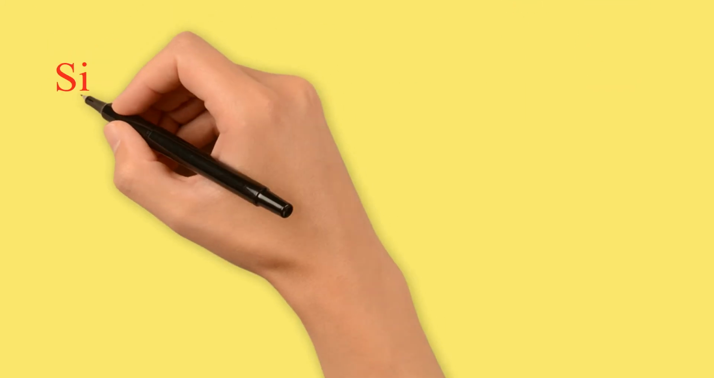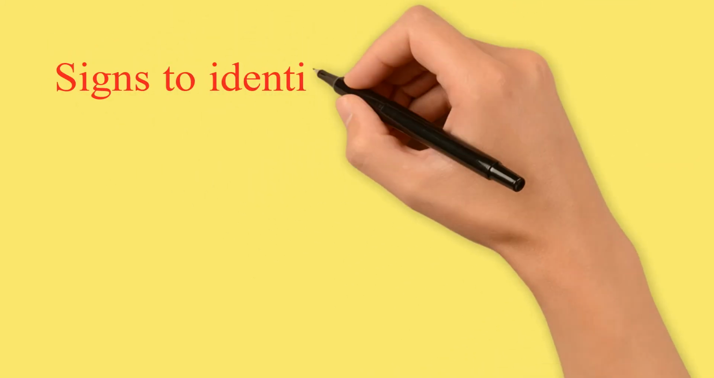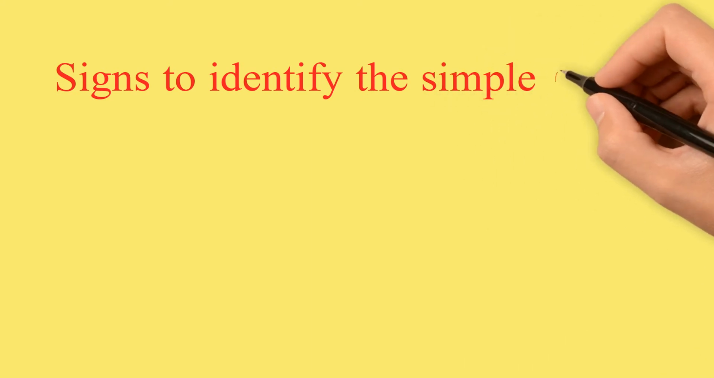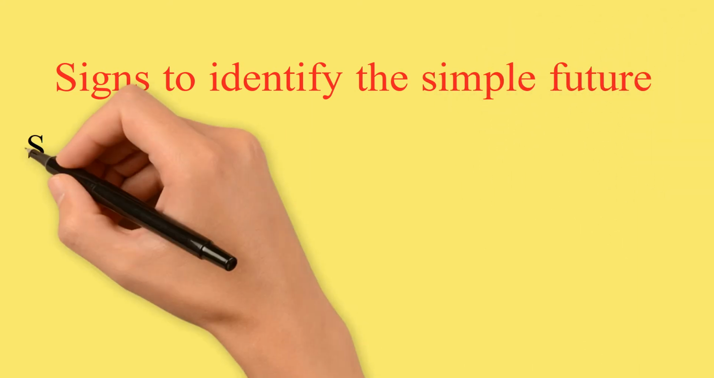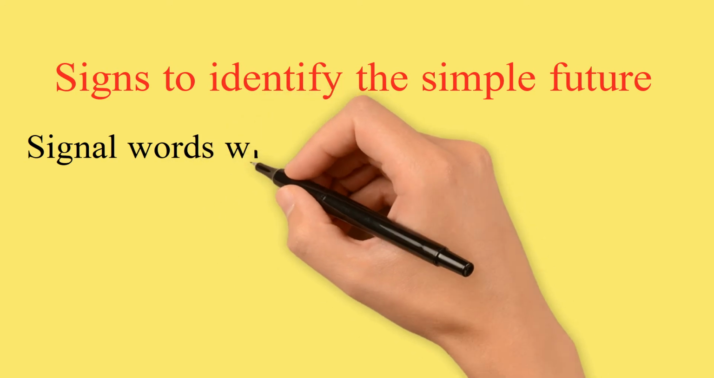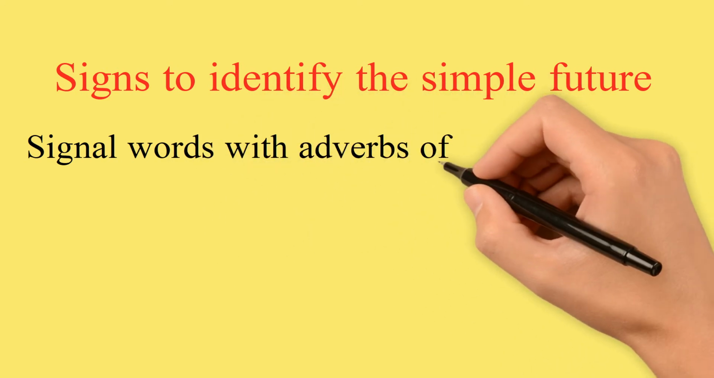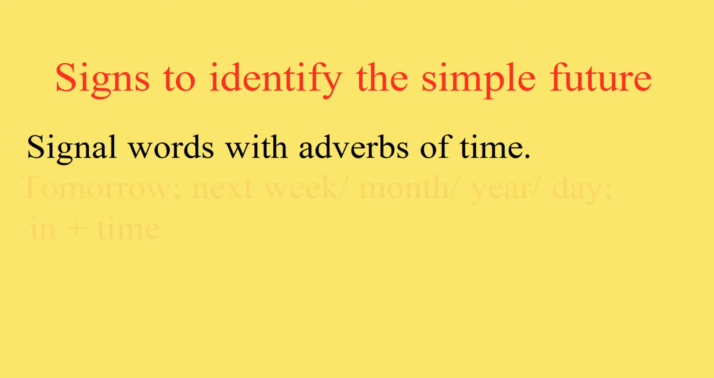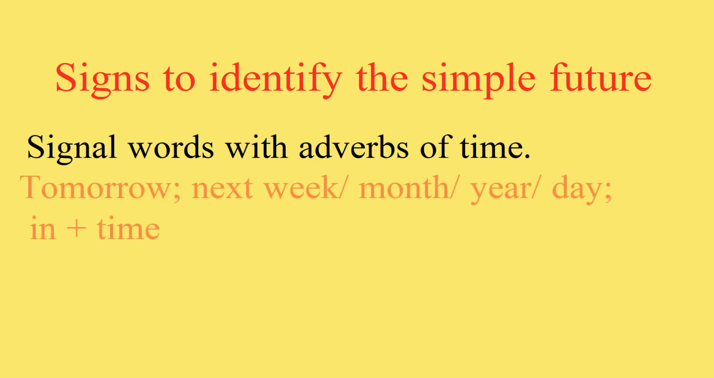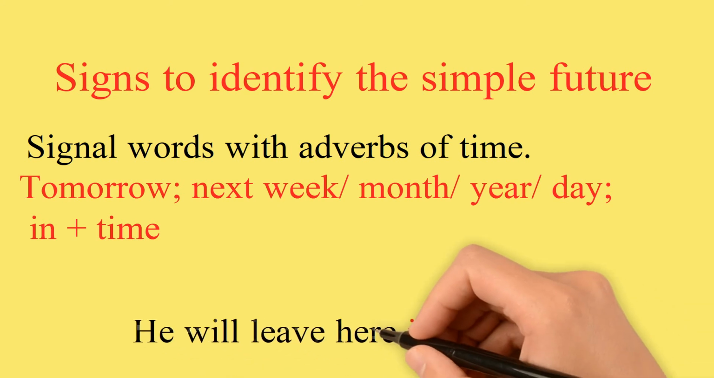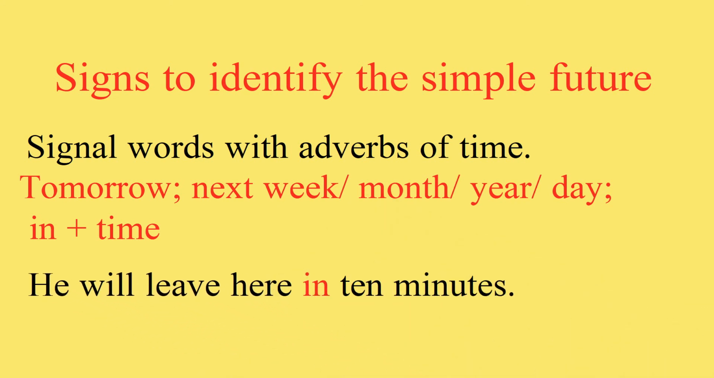Signs to identify the simple future. Signal words with adverbs of time. Tomorrow. Next week. Next month. Next year. Next day. In plus time. For example, he will leave here in 10 minutes. See you tomorrow.